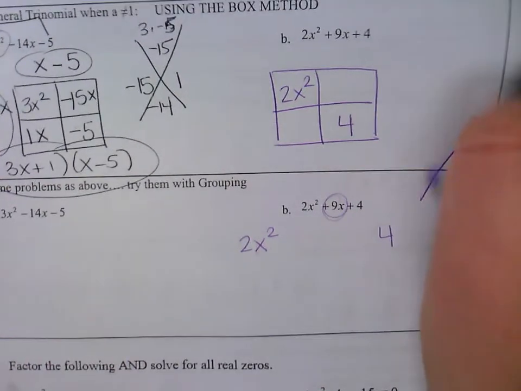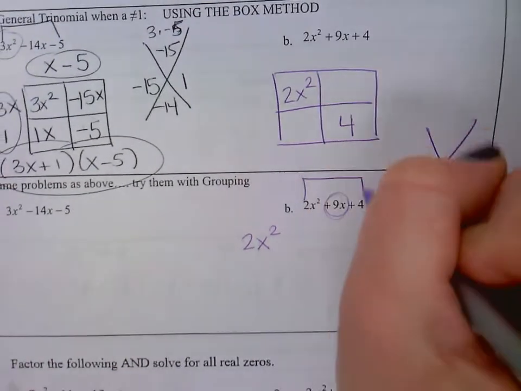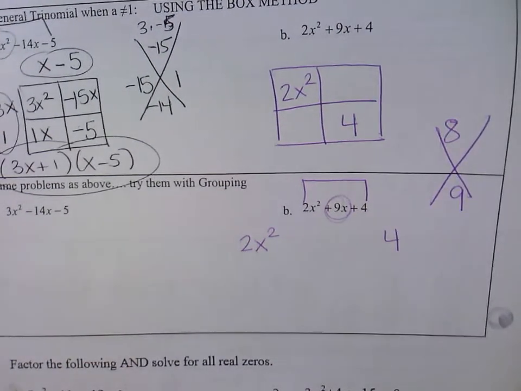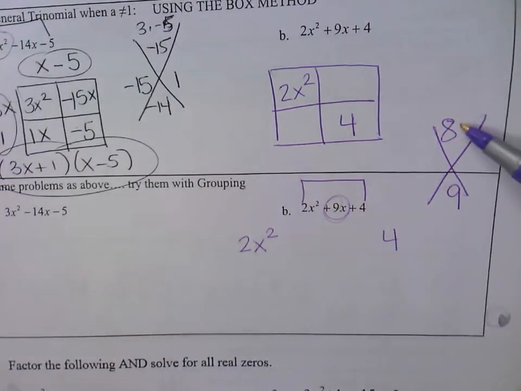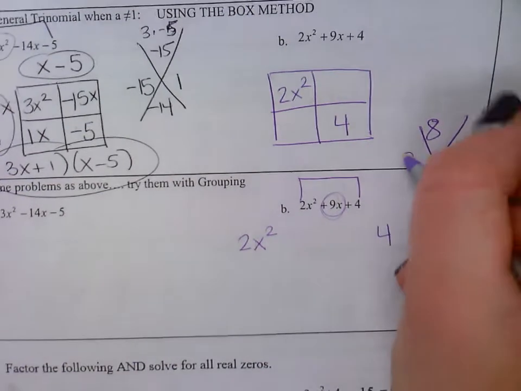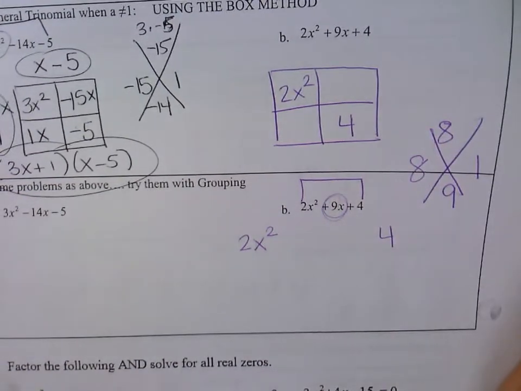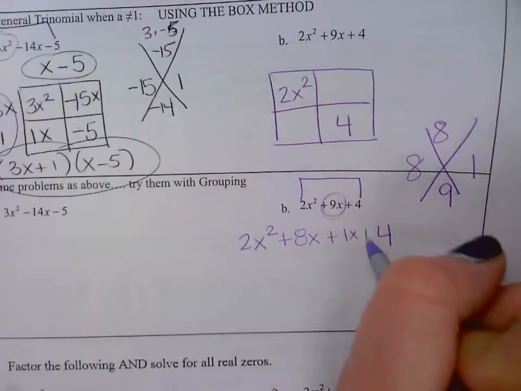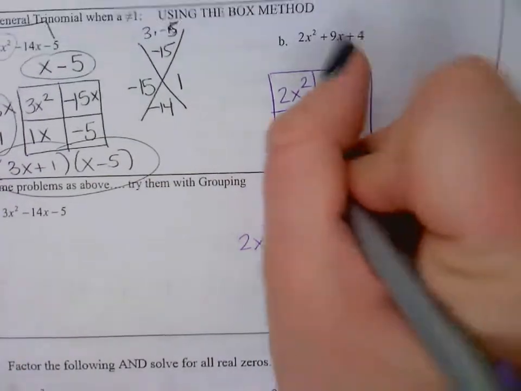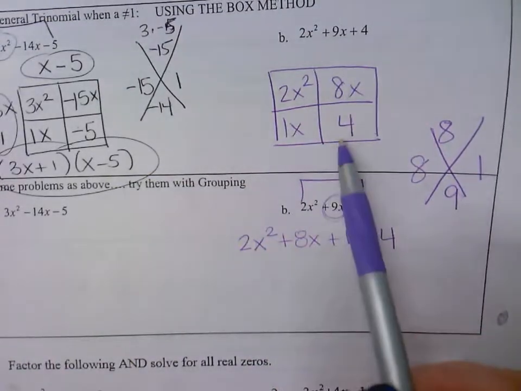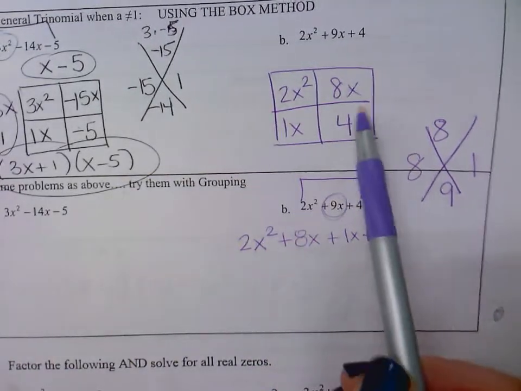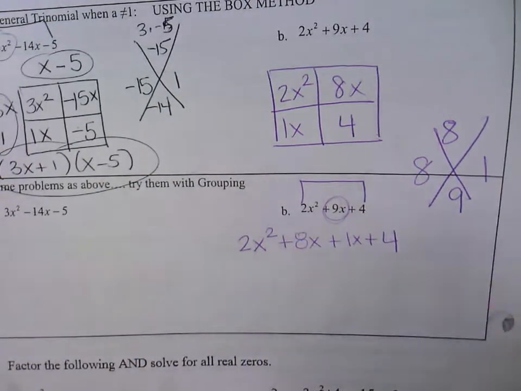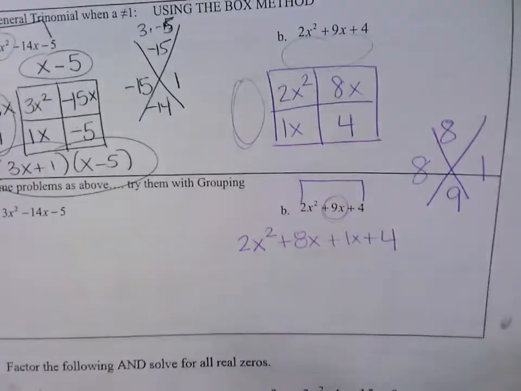So we are looking for 2 times 4 is 8, and the bottom of my diamond is 9. So I'm looking for the factors of 8 that add up to 9. So that would be 8 times 1. And you just write plus 8x plus 1x plus 4. So 8x and 1x go in the box. So if you can generate the terms for the box, it's no different with generating the terms for grouping. And then obviously on the box, you find your two factors.